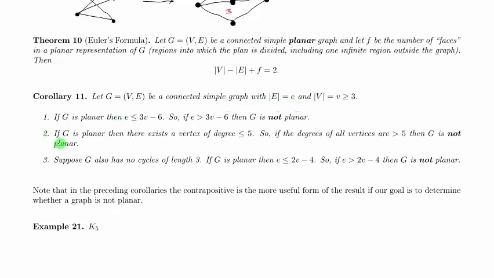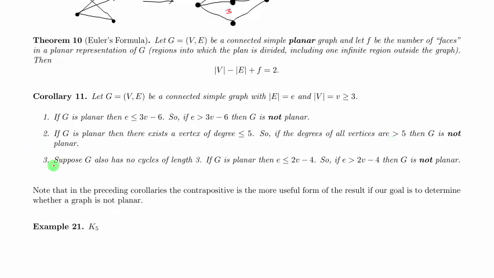Second part, if G is planar, then there's going to be a vertex of degree less than or equal to 5. Again, we probably won't know if the graph is planar, so the contrapositive will help us to determine, at least to say that something is not planar. If the degrees of all the vertices are strictly greater than 5, then G is not planar.